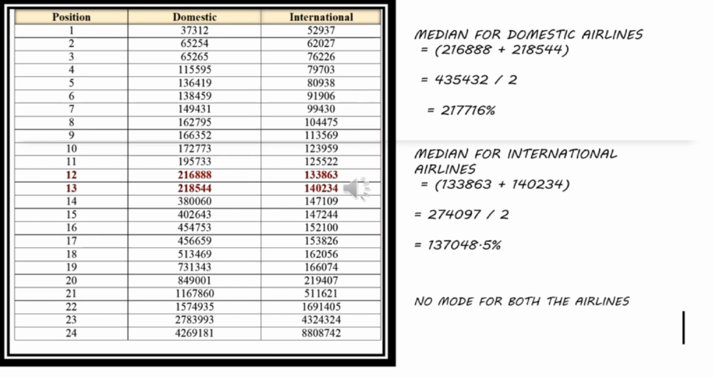Next, we can also find the mode using the same diagram. Basically, mode is the most frequently occurring value in each dataset. From this diagram, I found out that there is no mode for domestic and international airlines.